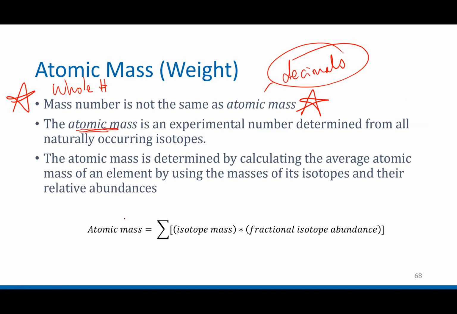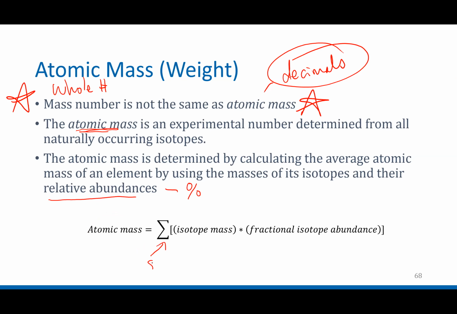So, atomic mass. How do scientists calculate atomic mass? Well, what they do is they take the masses of all the naturally occurring isotopes, and they use their relative abundances. Remember what that is? It's their percents. And they calculate what's called a weighted average. A weighted average is or can be a challenging thing to calculate, but I'm going to show you how easy it is, I hope. This formula looks complicated.